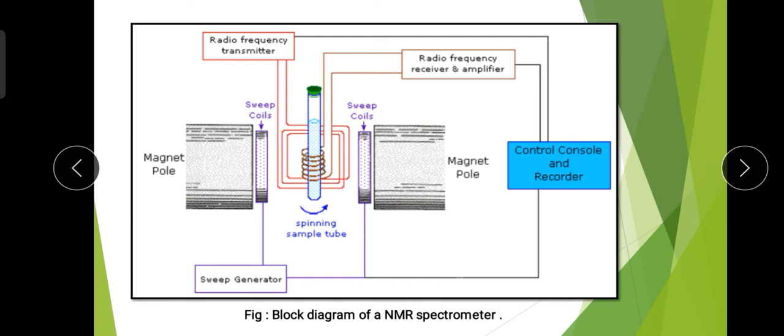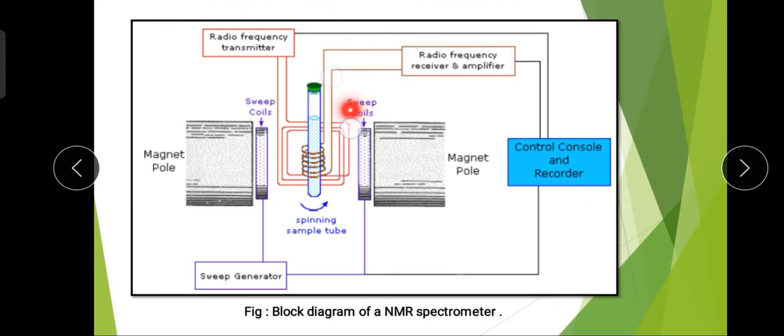When the sample goes through all those things, we get the NMR signal, and this NMR signal is given to the radio frequency receiver, and there is processing, and after that there is a control console and recorder. Then this signal is given to this system, and we get the proper spectra of the particular sample. So here is the display system on which we can observe the spectra.